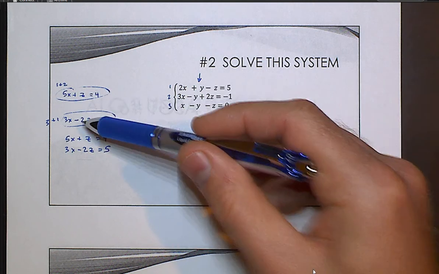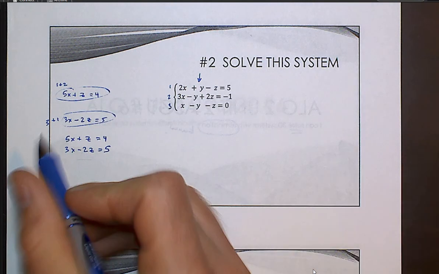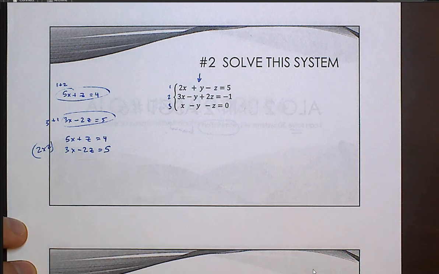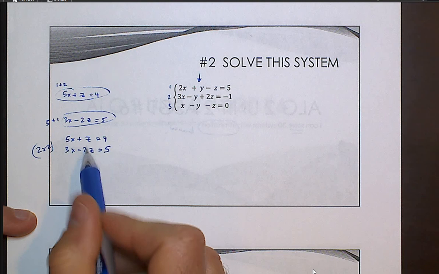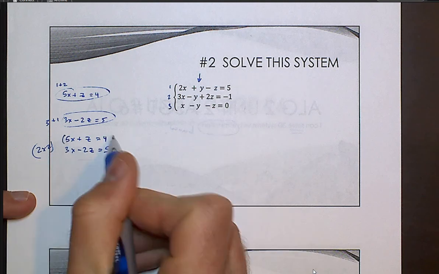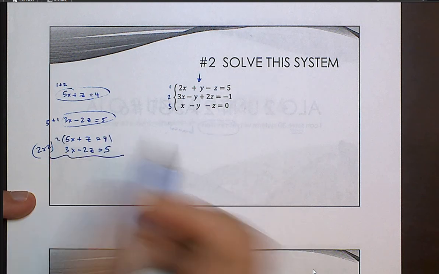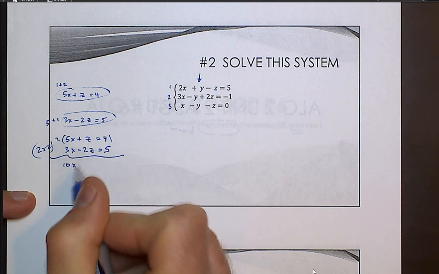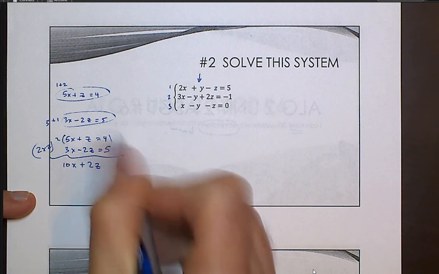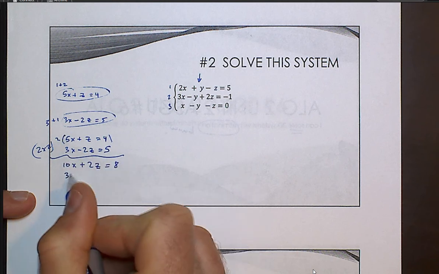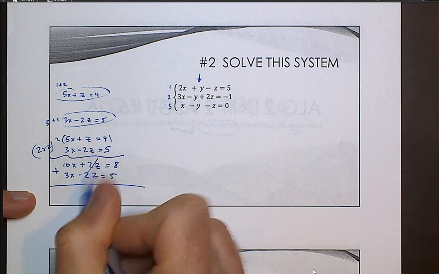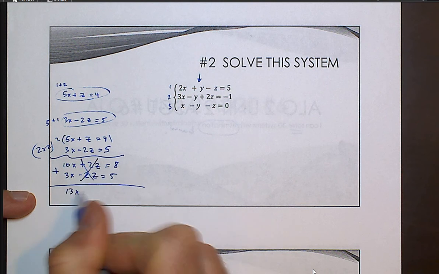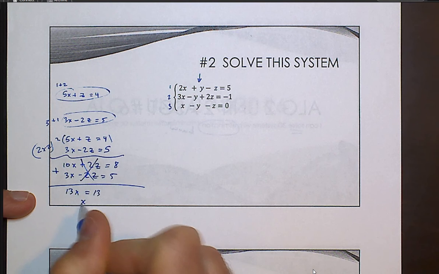My result gave me a 2 by 2 system, which is something that you're familiar with working with. And now you attack that like you would anything else. So when I look at this, I want to get rid of my z's. I'm going to times this top equation by 2, and I'm going to rewrite this. So that'll be 10x plus 2z equals 8, and the bottom's going to stay the same. And I'm going to add those two together, so those would cancel out, and I get 13x equals 13, and I get x equals 1.